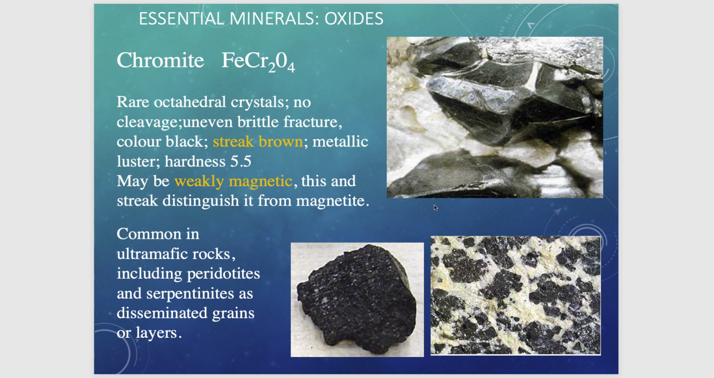But yeah, in this case, the difference will be really that these chromites are weakly magnetic. So they can be distinguished because you could mix them with hematite, but the streak will be brown, rather than being red, and that's the important difference.